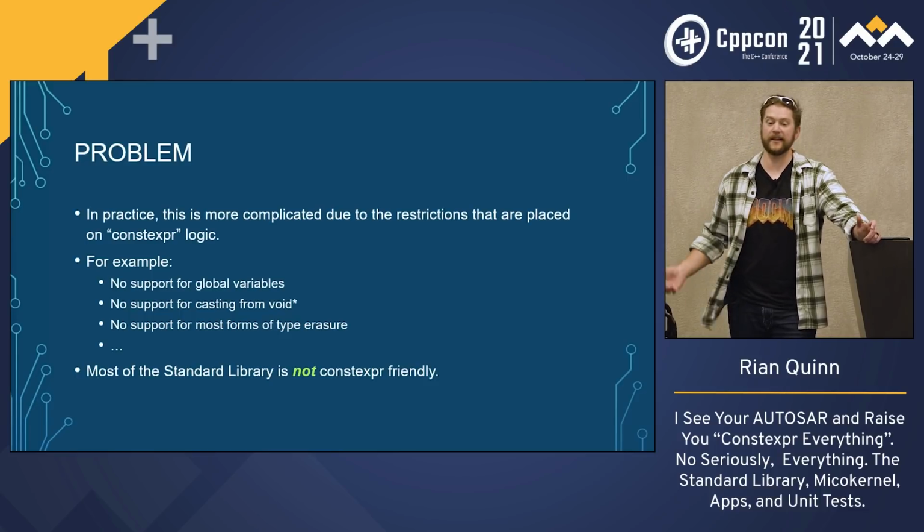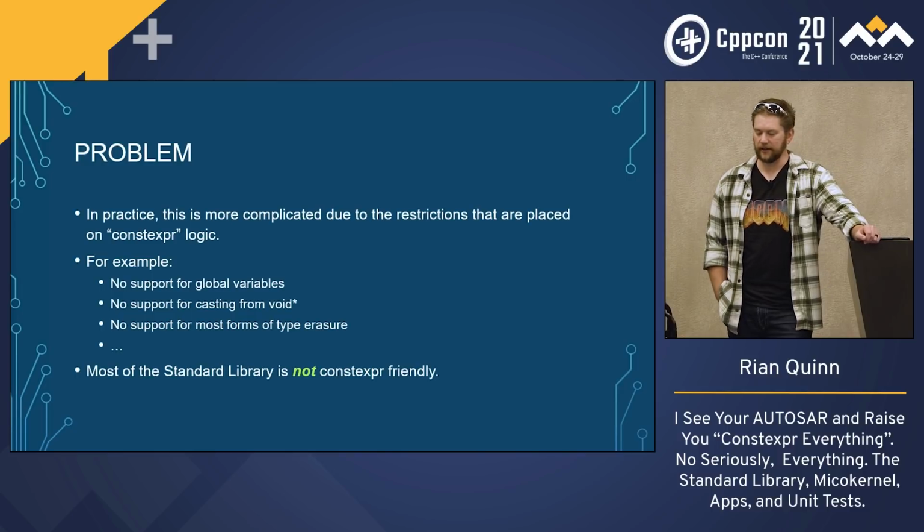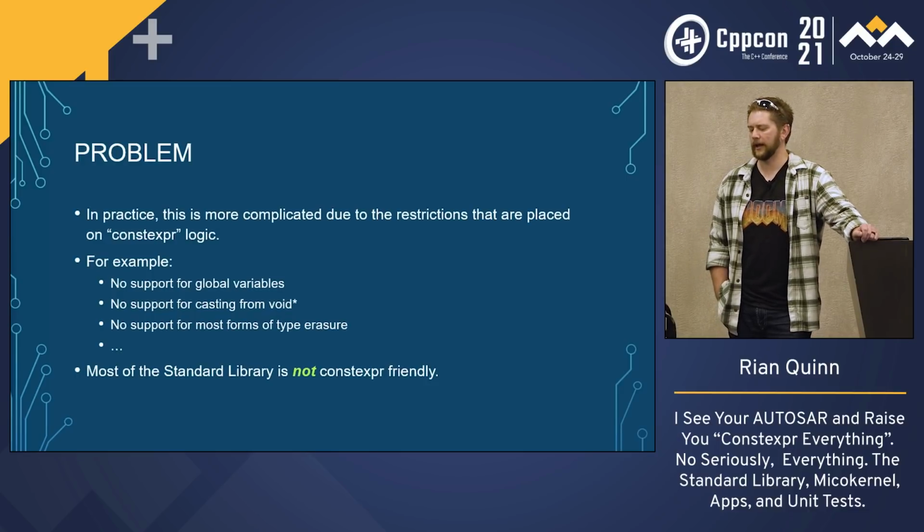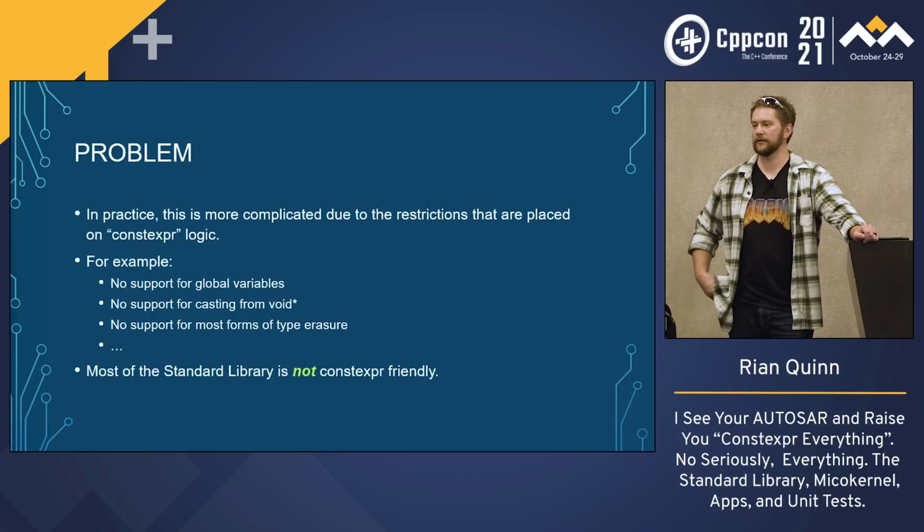There's also really any forms of type erasure that you can do. So things like, for example, std::function aren't going to work at all. And I tried. I tried real hard. Most of the standard library in general is not constexpr friendly yet. There's been a lot of work, like for example in 20 they added support for string and for vector, if I'm correct. But easily 90% of this thing still needs to be ported to C++ constexpr support.